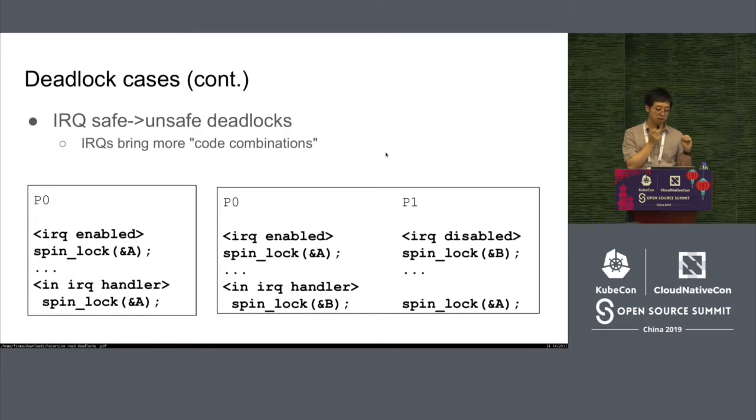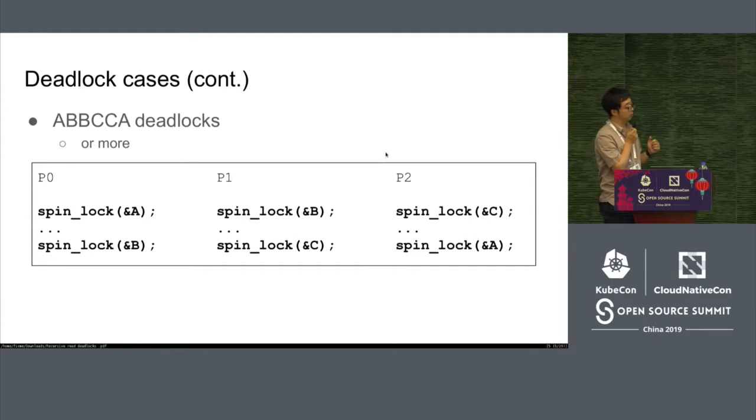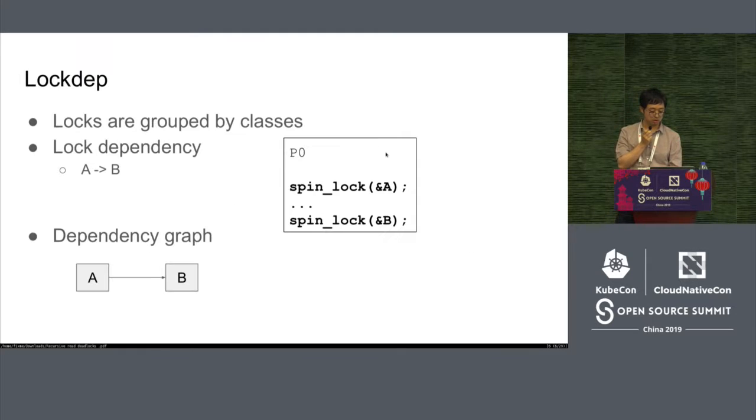Well, if you have an IRQ-enabled context and you have the ABBA deadlock, then there is a deadlock. IRQ is enabled, and there's a spin lock A, and there's an interrupt handler that will take lock B, but lock B is locked, and in turn they will spin on lock A, and then there is a deadlock, and it can be expanded to a 3-lock deadlock chain.